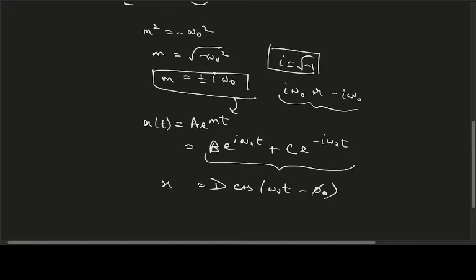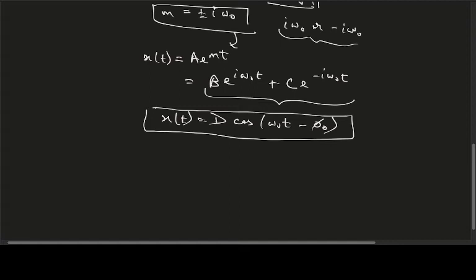So this is our pretty common solution, many of us already know this, for free oscillation. This is the solution for free oscillation. The graph goes like this. There is no change in the amplitude, and this form is a sinusoidal form. For this, the graph will start from here.